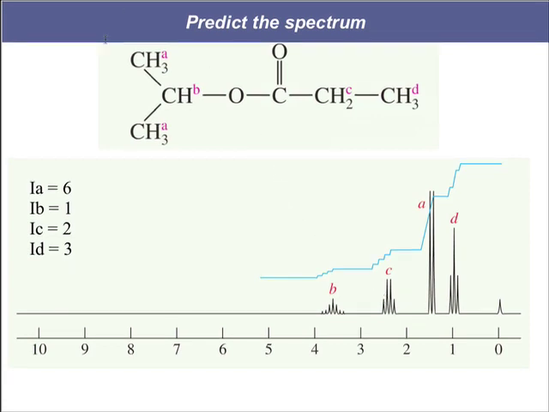And then lastly, the most downfield should be our B, since that's directly next to an oxygen. And that B should split into a septet. So here's our septet.